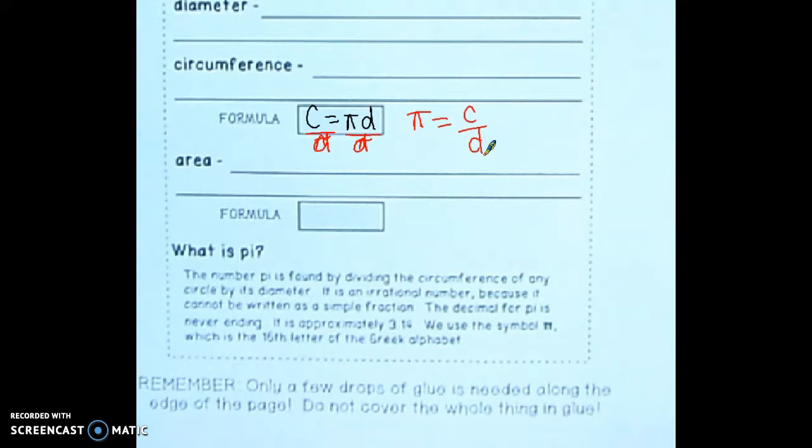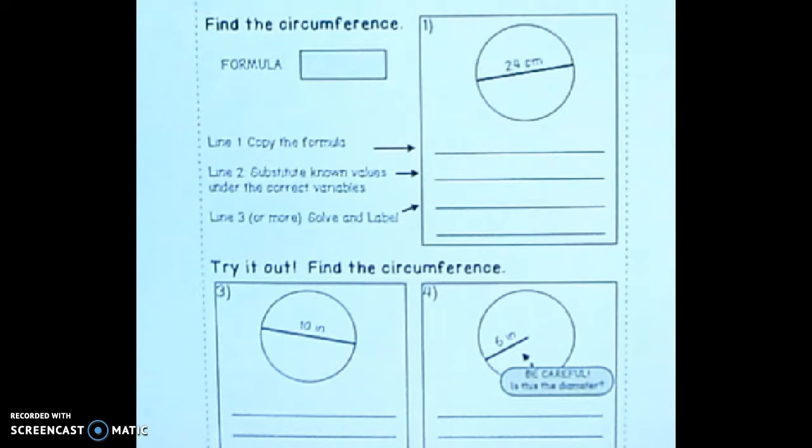It is an irrational number because it cannot be written as a simple fraction. The decimal for pi is never ending. It is approximately 3.14, and we use the symbol pi, which is the 16th letter in the Greek alphabet. All right, so still on that same page, finding circumference. Find the circumference. We use our formula, and we just wrote that down. Circumference equals pi times diameter. This is circumference.